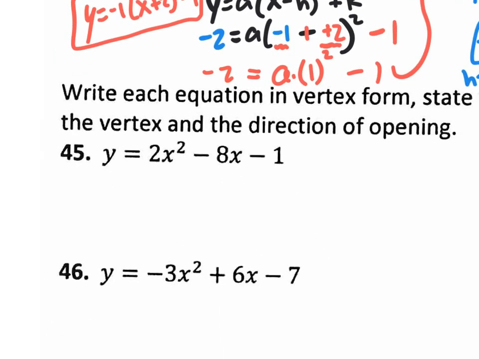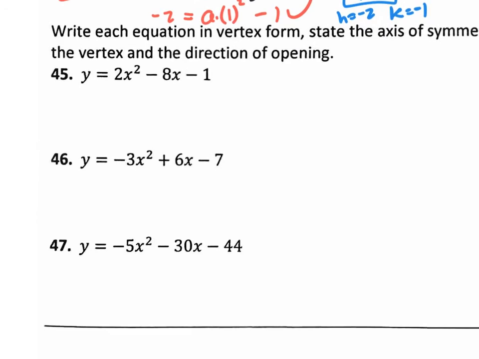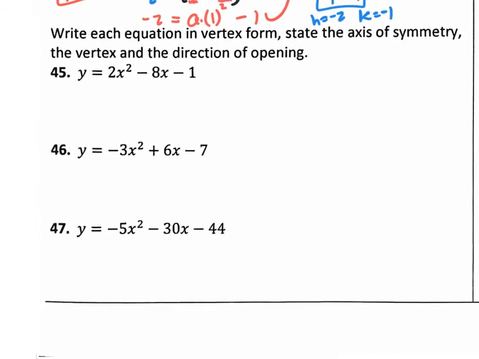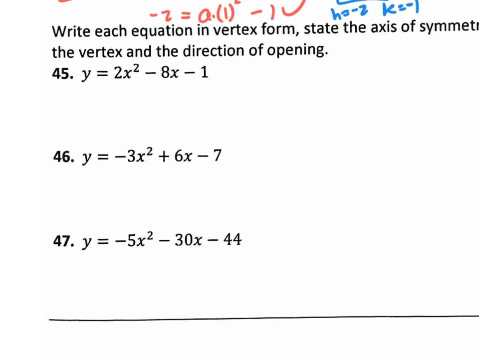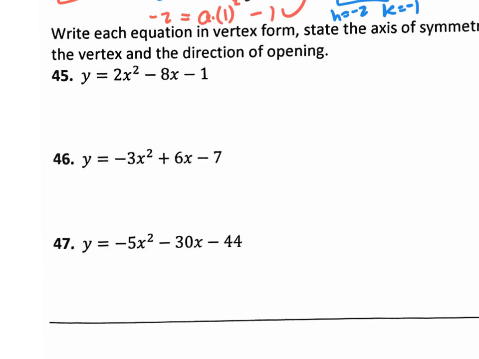Let's look at this next type of question. It says, write each equation in vertex form, state the axis of symmetry, the vertex, and the direction of opening. Okay, so once again, we're still dealing with vertex form. Vertex form is y equals a, parentheses, x minus h, close parentheses, squared, plus k.